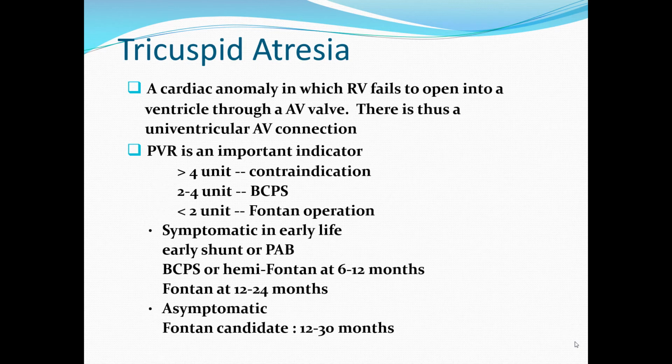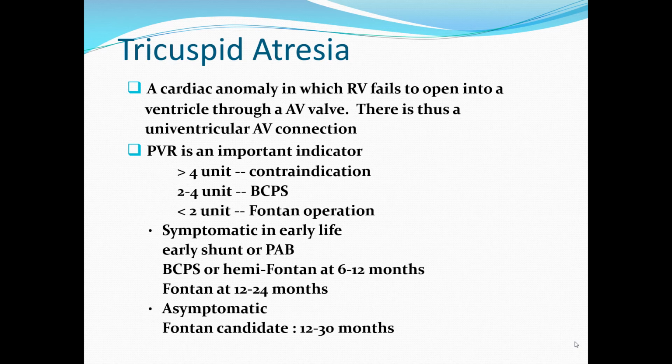Tricuspid atresia is another cause of cyanotic congenital heart disease. Usually, the tricuspid valve is rudimentary, as well as the right ventricle, so this is a univentricular heart. Pulmonary vascular resistance is an important indicator for what we do in this situation. If pulmonary vascular resistance is more than 4 units, measured during cardiac catheterization, called Wood units, it's a contraindication to any sort of surgery in these cases, and they are for heart-lung transplantation. At 2 to 4 units, we may do a bidirectional cavo-pulmonary shunt.